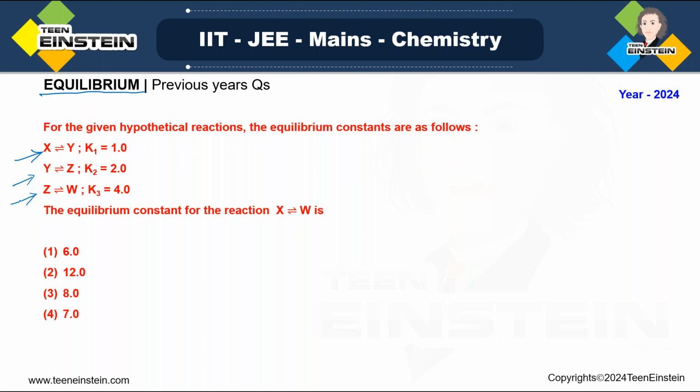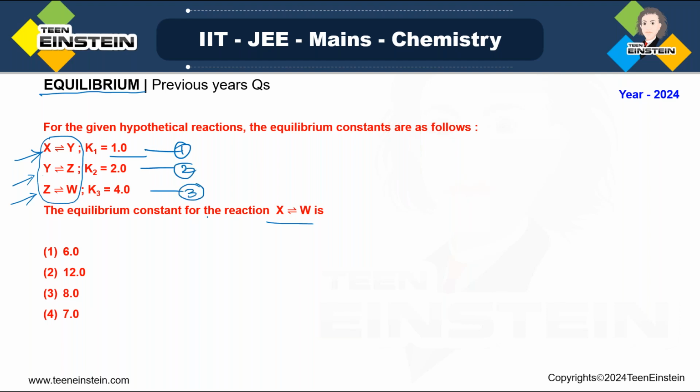So for the first reaction, the conversion of X to Y, the corresponding K1 value is 1. Then for conversion of Y to Z, the corresponding K2 value is 2. And when it is Z to W conversion, the K3 value is 4. You have to find the equilibrium constant for the reaction when X is converted to W. So if we add these three reactions together, what will happen? See, suppose reaction number 1, reaction number 2, and reaction number 3.